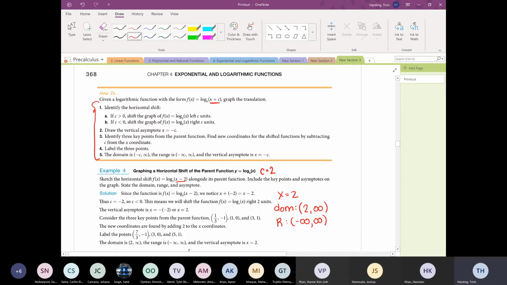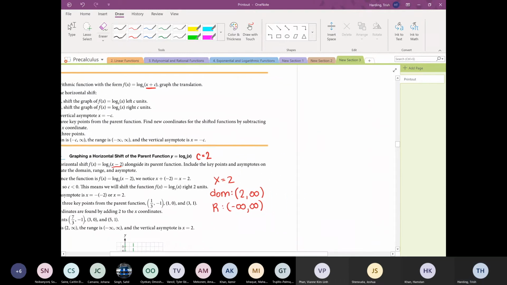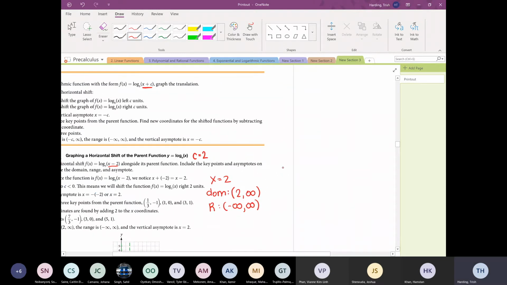So the key points. It wants us to consider key points from the parent function. So those are going to be the points. This is from the parent function, which is just base 3. So those key points are going to be 1, 0, and then b, comma 1, so 3, 1. And then another one that they would like to consider is when it's negative 1, which is just going to be 1 over b.